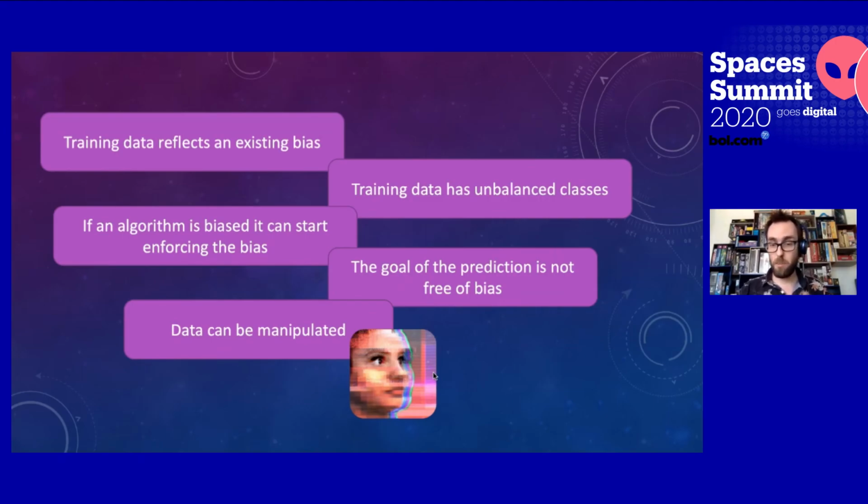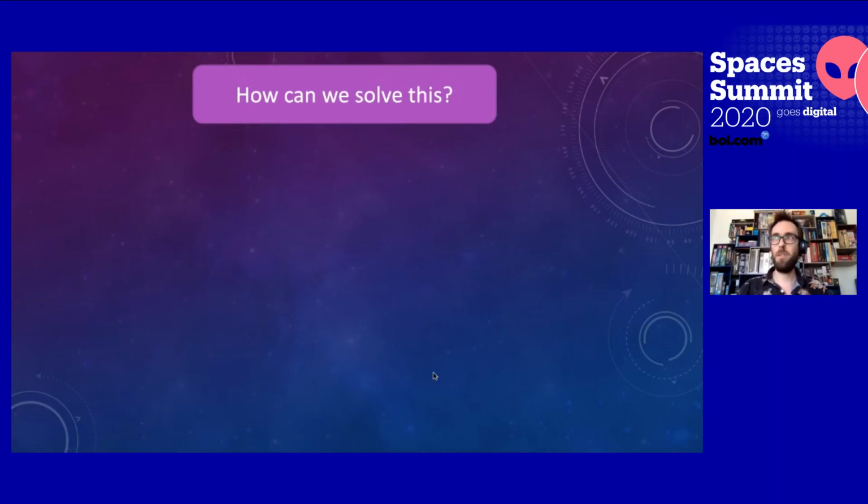I think Tay, the Twitter bot from a few years ago, some of you might know this one, is actually a great example of this, because basically within hours, because of a targeted attack, it started spouting lots of inflammatory remarks and tweets, showing it was corrupted by people manipulating data. Now, this is of course not very nice, but we need to go somewhere from here. So how can we solve this?